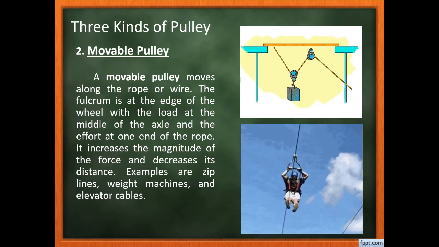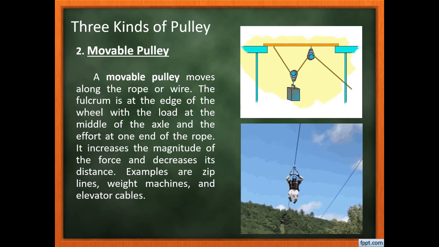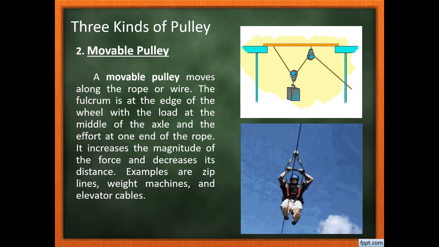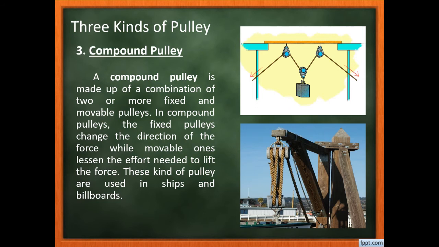And for the last kind of pulley, we have the compound pulley. A compound pulley is made up of a combination of 2 or more fixed and movable pulleys. In compound pulleys, the fixed pulleys change the direction of the force, while movable ones lessen the effort needed to lift the force. This kind of pulley is used in ships and billboards. So, those are the kinds of pulleys.